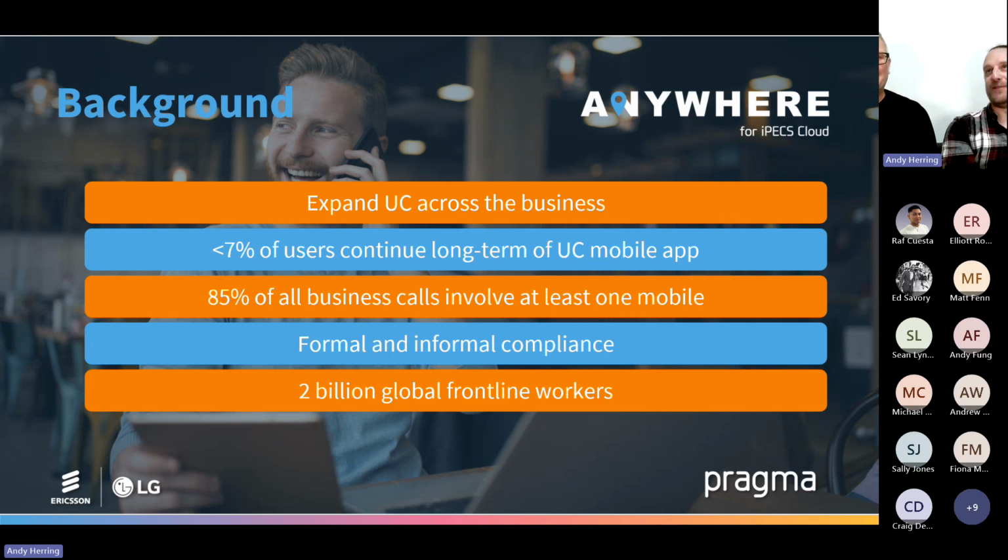And I think one of the points here as well is, you do a lot of work selling iPECS Cloud, for example, to a customer, and then they go and put all of their mobile workers, their remote people, on a completely disparate mobile network. Absolutely. And there is no connectivity between the two things. Yeah, so we'll touch on that in a bit as well.